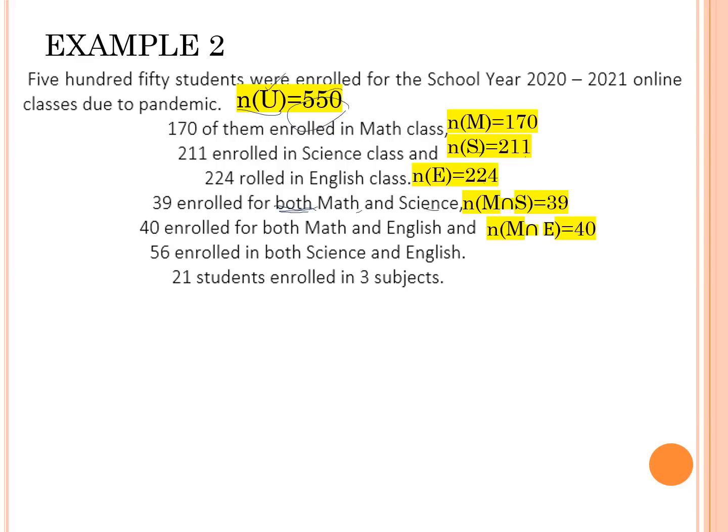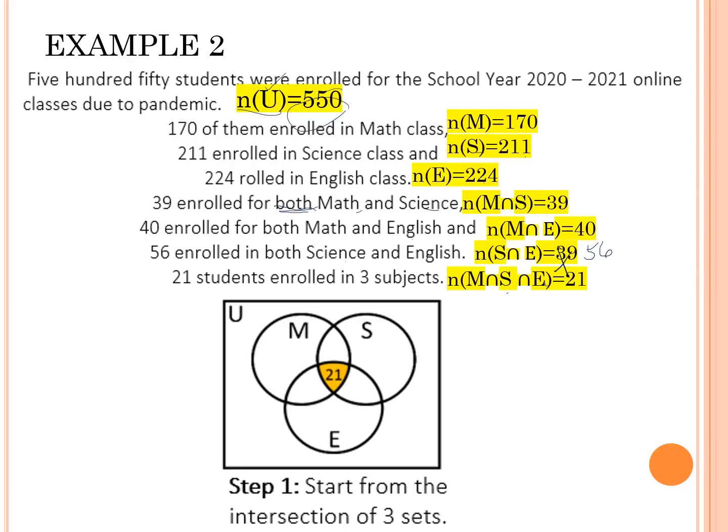And then the intersection of math and English is 40. Science and English is 39. Now that should be 56. Okay, let me remove that. This should be 56. And then 21 students enrolled in 3 subjects. To denote that, we use this: the intersection of math, science, and English is equal to 21. And that is how it looks.